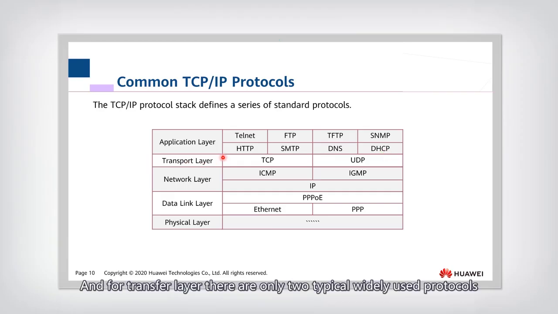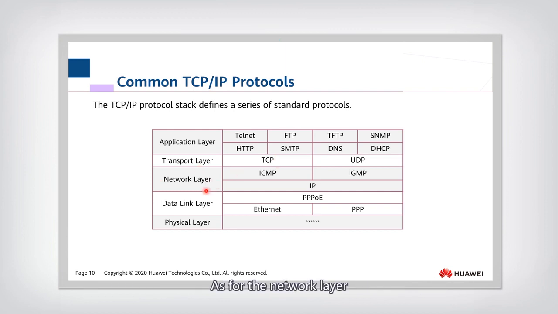And for the transport layer, there are only two typical widely used protocols, the TCP protocol and the UDP protocol. The difference between TCP and UDP is that UDP only provides transmission, but it cannot guarantee the performance. In contrast, TCP can provide reliable data transfer from sender to receiver, meaning that TCP can guarantee the sequence of each packet, and it can guarantee that there is no error in every packet.